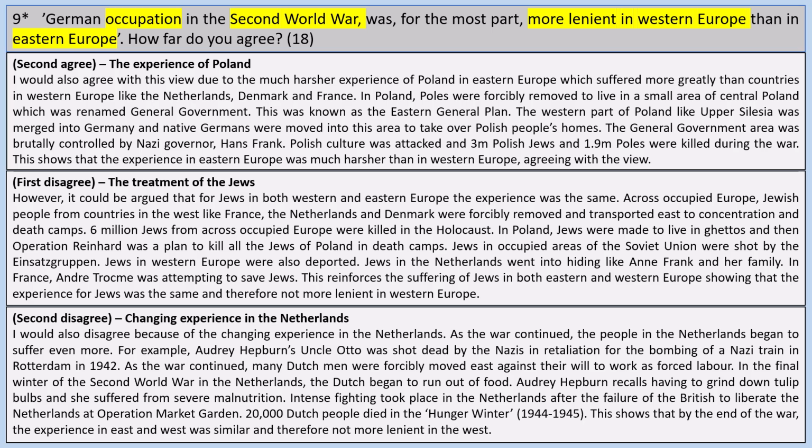In the final winter of the Second World War in the Netherlands, the Dutch began to run out of food. Audrey Hepburn recalls having to grind down tulip bulbs, and she suffered from severe malnutrition. Intense fighting took place in the Netherlands after the failure of the British to liberate the Netherlands at Operation Market Garden. 20,000 Dutch people starved to death in what became known as the Hunger Winter. This shows that by the end of the war, the experience in East and West was similar, and therefore the experience in the West was not more lenient.